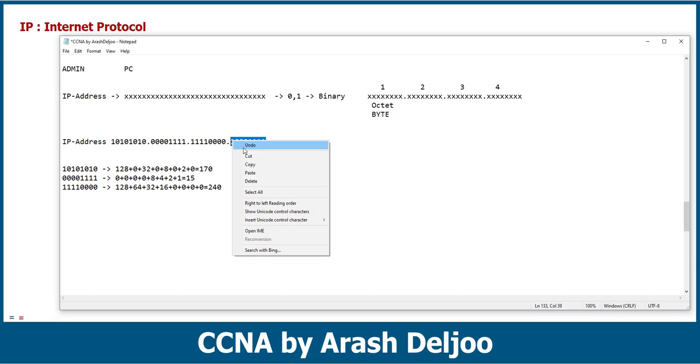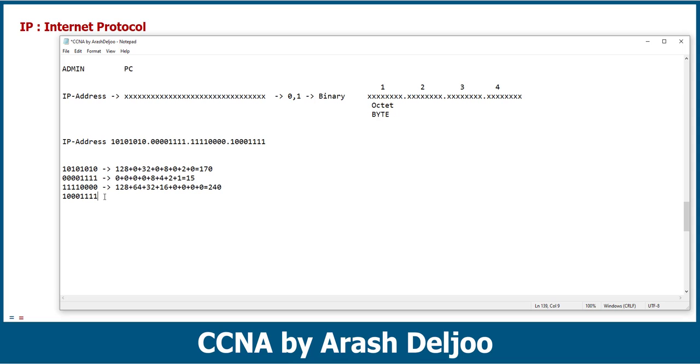After that, we have another value. Look here. As you can see, we have 128 plus 0 plus 0 plus 0. After that, 8, then 4, then 2, then 1. 128 plus 8 equals 136, and then 140, 142, 143. That's it. Now we can write this value with the decimal equivalent 170, then dot 15, dot 240, after that 143.